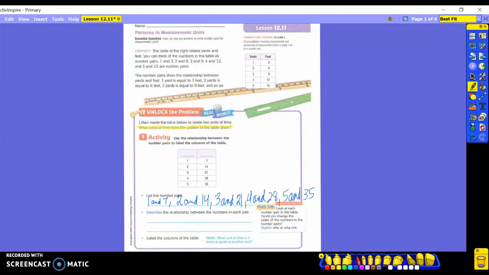So we're going to say the second. And I'm going to let you use the number symbol. The second number in the pair is 7 times the first number. So the second number in the pair is 7 times greater than the first. I just put times the first. So the second number in the pair is 7 times the first number.